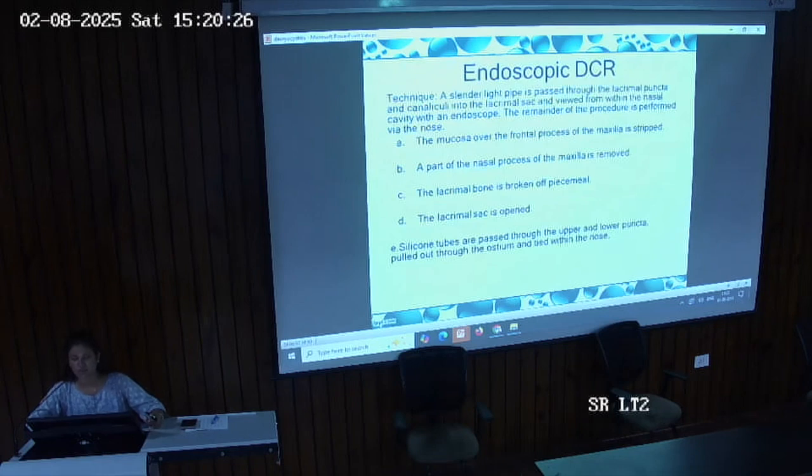Another approach for DCR is endoscopic DCR, in which a slender light pipe is passed through the lacrimal puncta and canaliculi into the lacrimal sac and viewed from within the nasal cavity with an endoscope. The remainder of the procedure is performed via the nose.